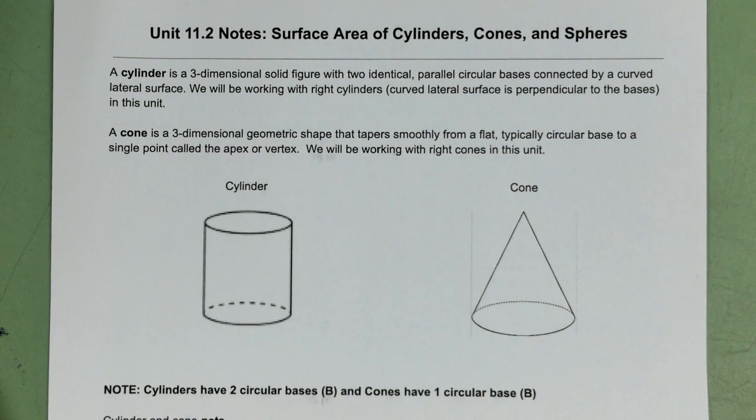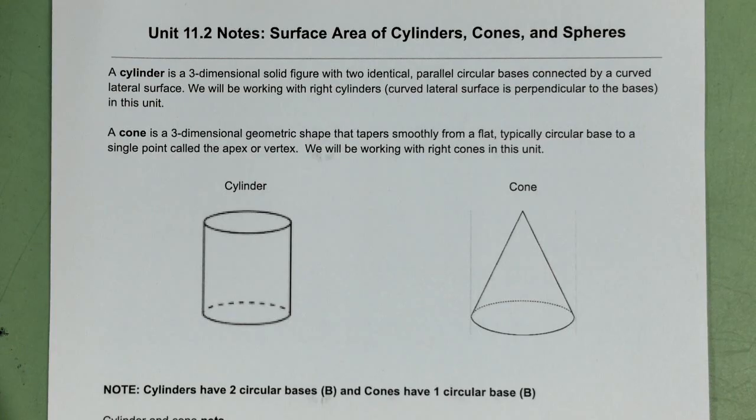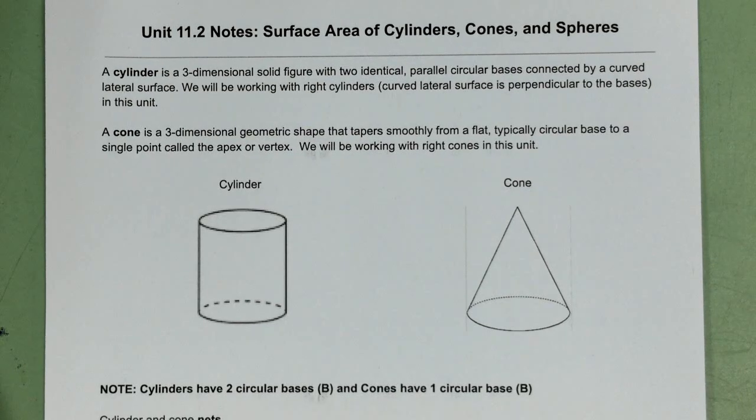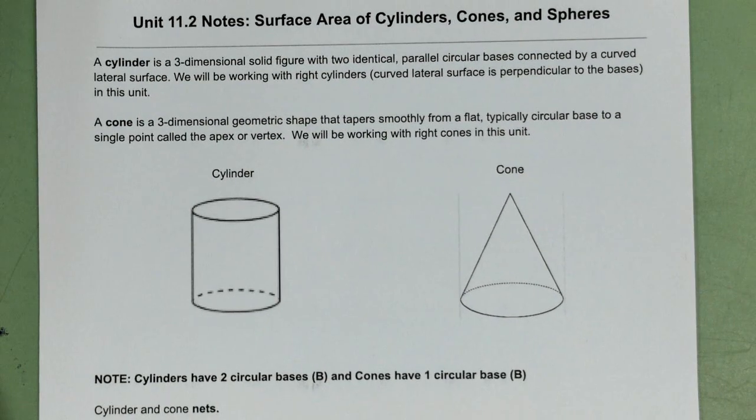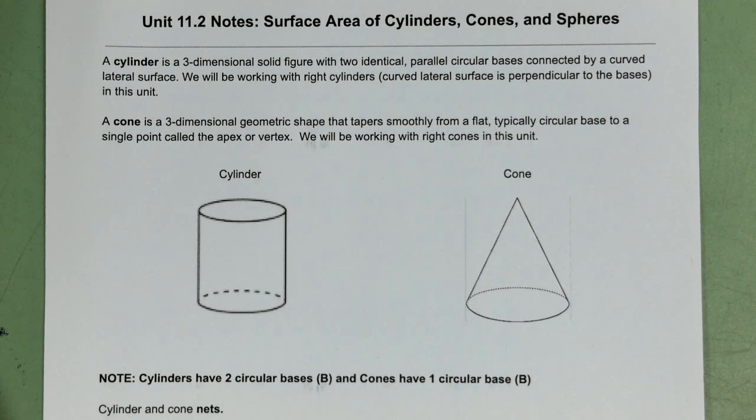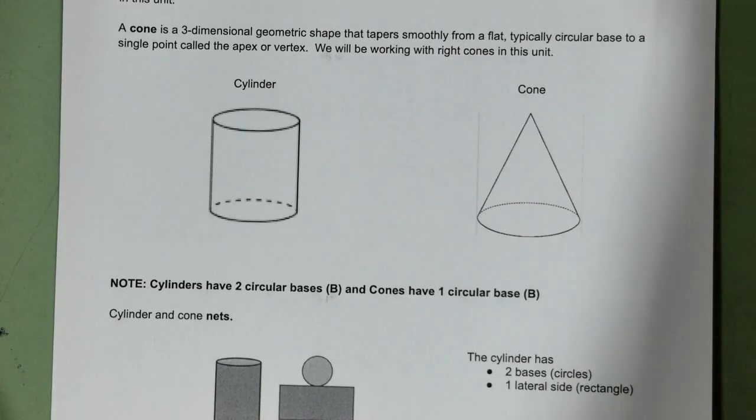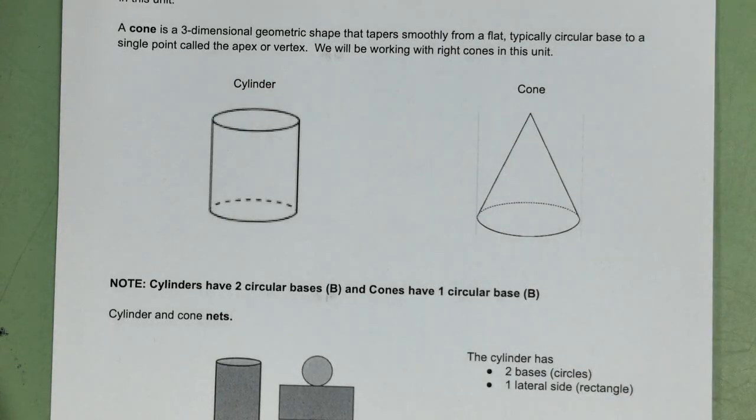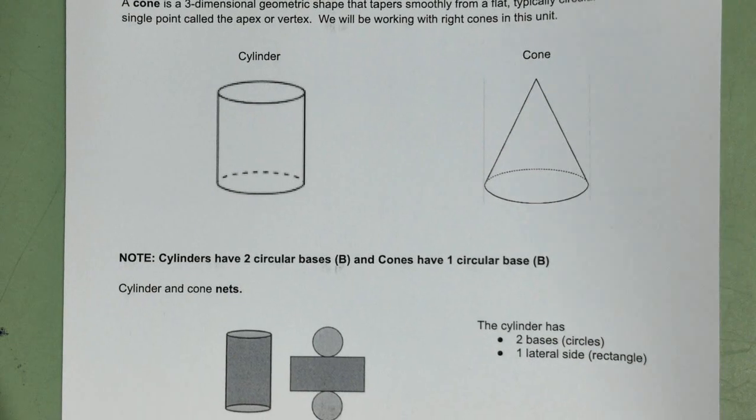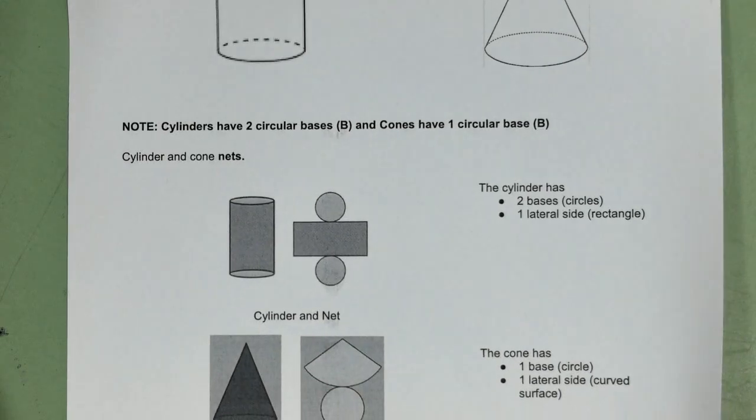Okay, 11.2, surface area of cylinders, cones, and spheres. Again, we have a description of a cylinder, solid figure, and a cone. Cylinders have two bases, cones have a circular base. Okay. So again, we start with a net.